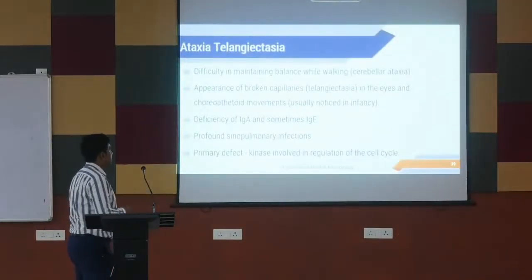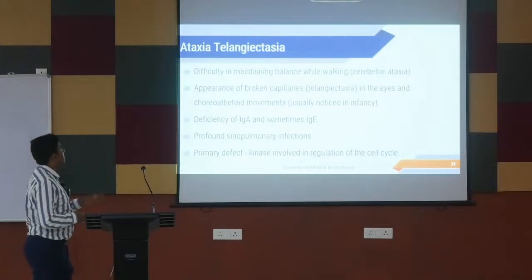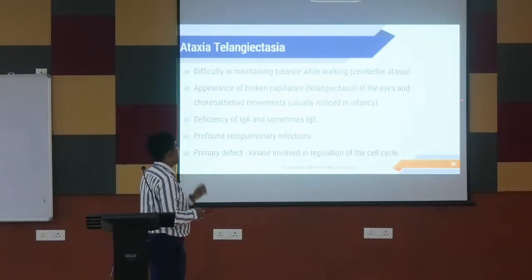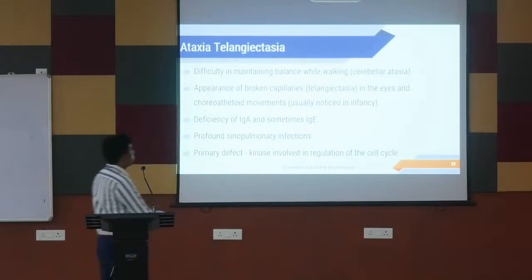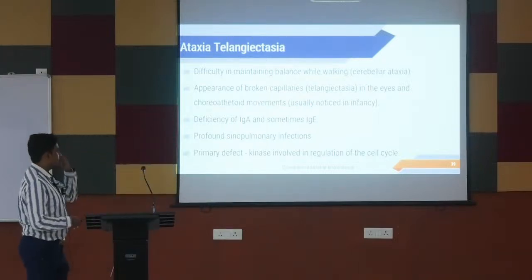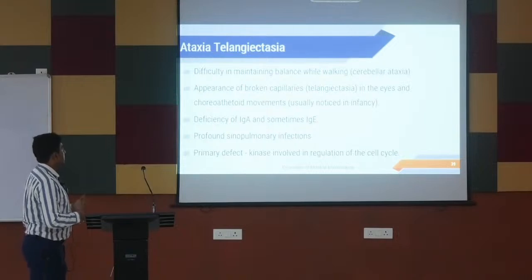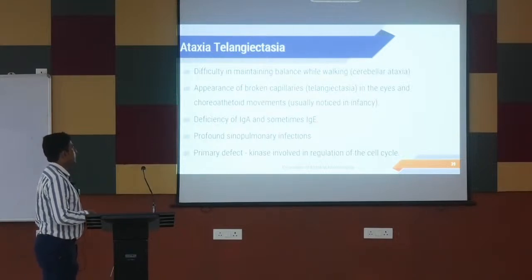আর এবার হচ্ছে অ্যাটাক্সিয়া টেলেঙ্গেকটেশিয়া। এটাতে কি হয়? Difficulty in maintaining balance while walking, cerebellar ataxia, and appearance of broken capillaries in the eyes, টেলেঙ্গেকটেশিয়া। এরকম চোখের মধ্যে এরকম লাল লাল ক্যাপিলারিজ গুলো ব্রোকেন হয়ে যায়, and choreoathetoid movements usually noted in infancy.